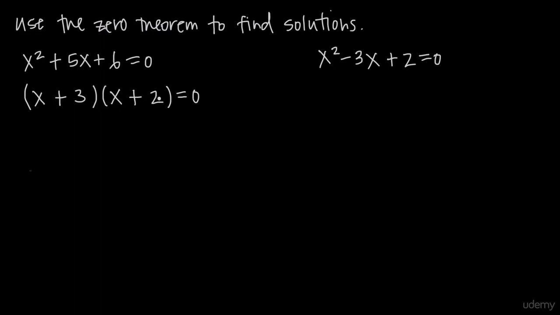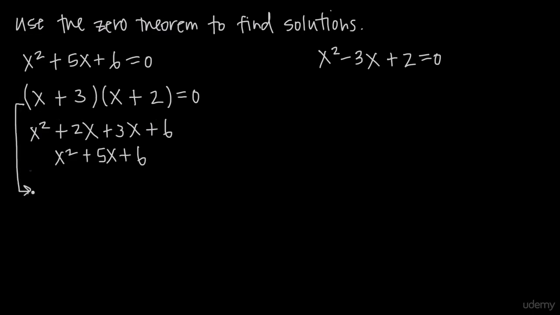And we can always double check ourselves. If we multiply this back out, we say x times x gives us x squared. We say x times 2 gives us a positive 2x. 3 times x gives us a positive 3x, and 3 times 2 gives us a positive 6, and we see that we simplify to x squared plus 5x plus 6. So we can double check our factoring that way to make sure that we did it right. With our trinomial factored this way, we can apply the zero theorem.